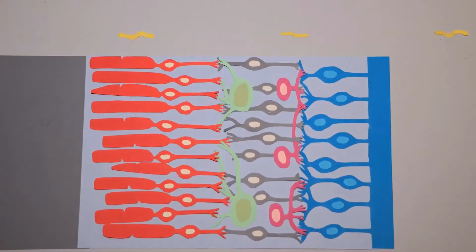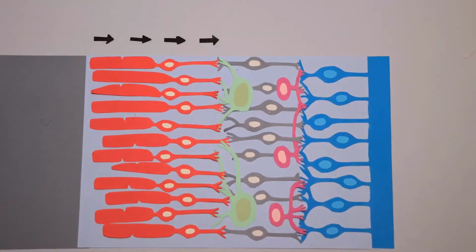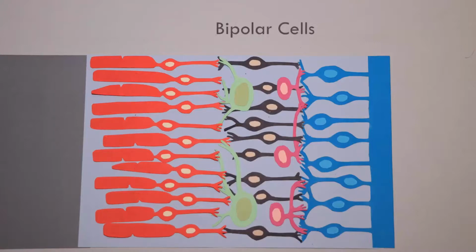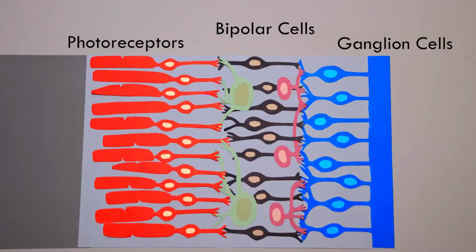Photons must pass through ganglion cells and bipolar cells before reaching the photoreceptors, where photons are transformed to electrical impulses. In the retina, there are 3 layers of neurons transmitting electrical stimuli from photoreceptors to the brain. Bipolar cells pass signals from photoreceptors to the retinal ganglion cells that help compose the optic nerve.